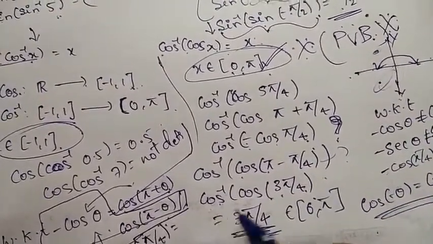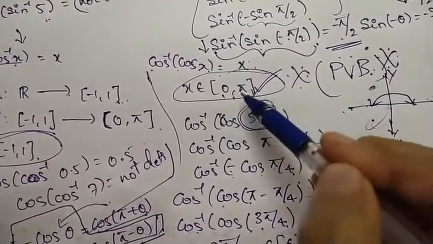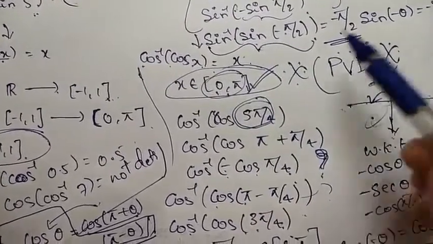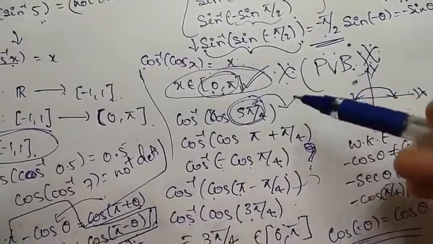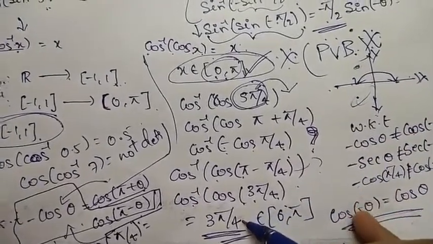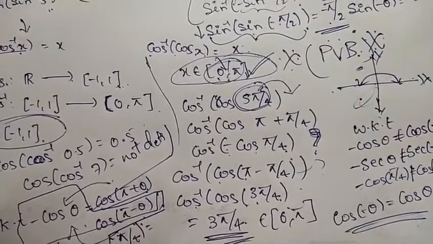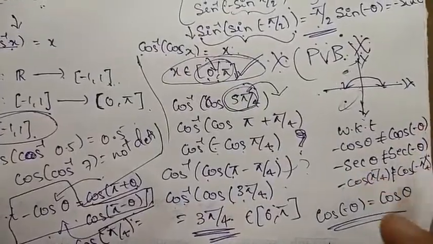So the main agenda is, when the angle is not within the given range or the given principal value branch, we need to transform that angle in such a way that our final angle belongs to the principal value branch only. So that is the main agenda of solving all these types of problems.